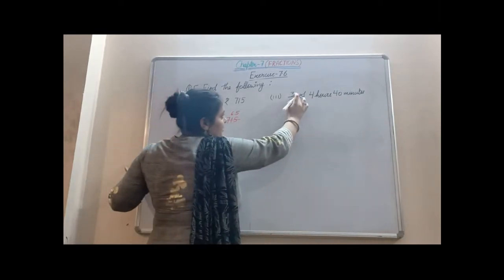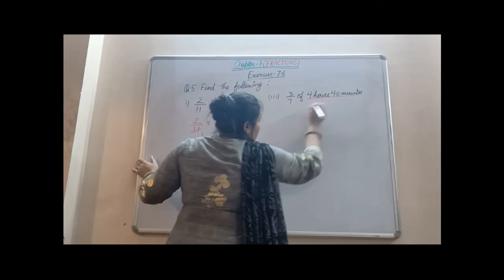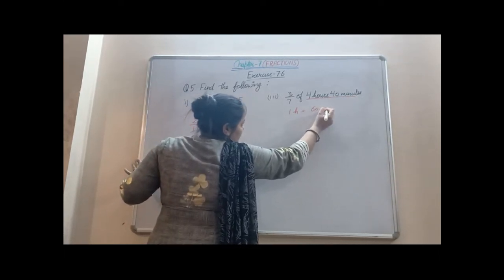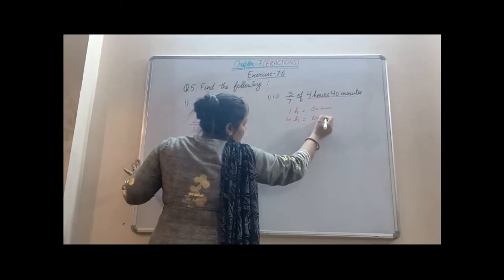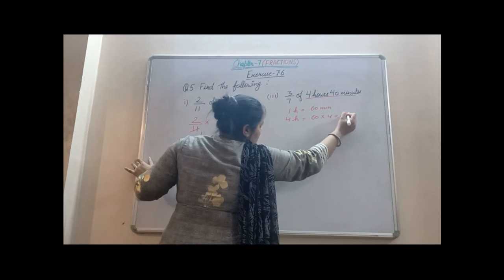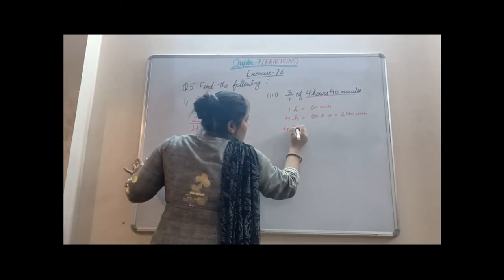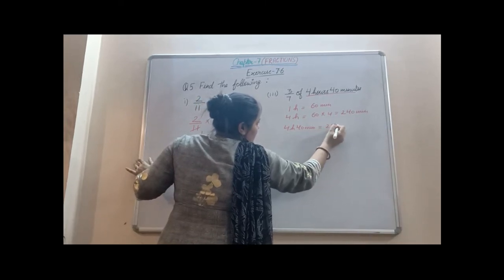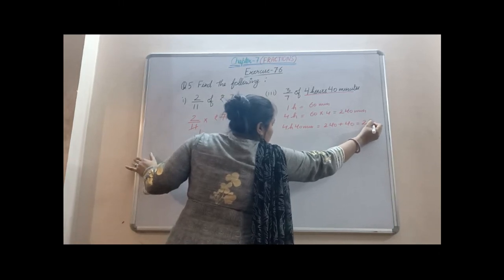Now third part, 3 by 7 of 4 hours 40 minutes. So let's first convert this all into minutes. So 1 hour is equal to 60 minutes. It means 4 hours is equal to 60 into 4, that is 240 minutes. And 4 hours 40 minutes is equal to 240 plus 40, which is equal to 280 minutes.